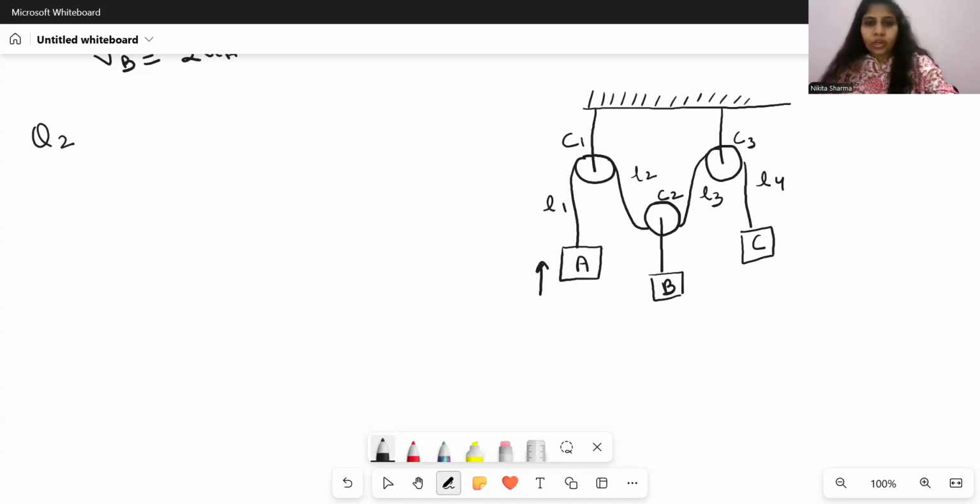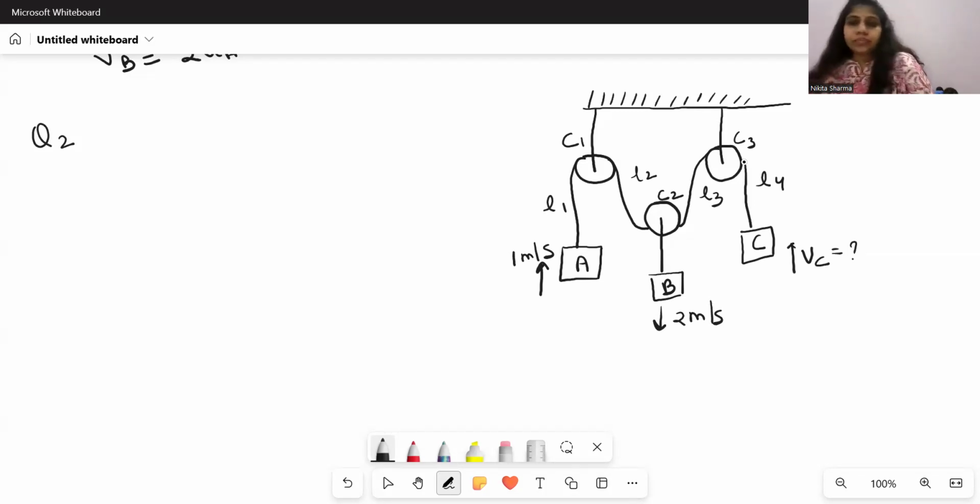Block A is moving upwards with 1 meter per second. Block B is moving downwards with 2 meter per second. And block C is moving upward with VC. So it is very much clear from the question that we need to calculate the VC. What will be the VC?